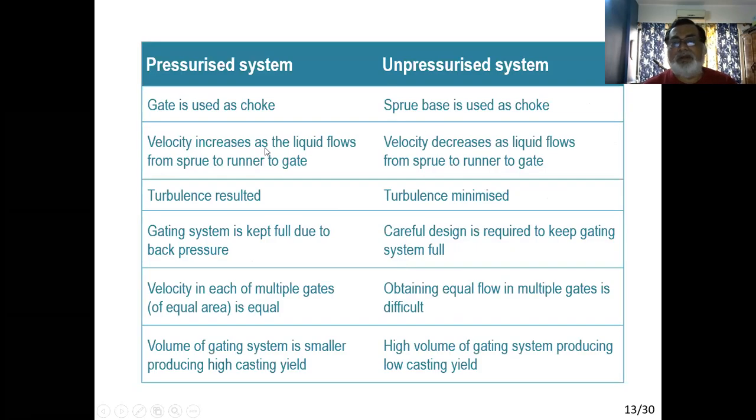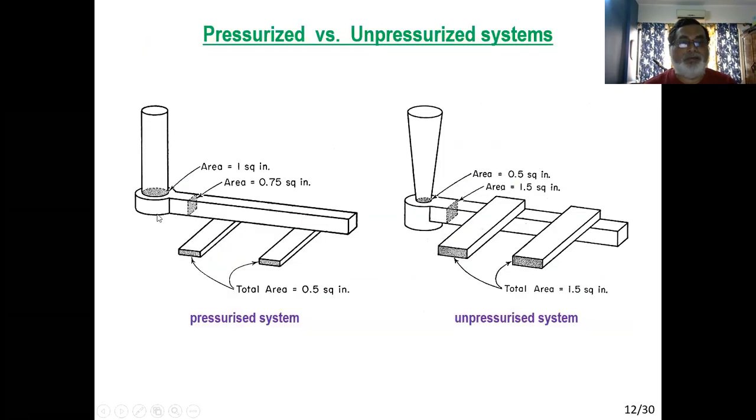Again, if we compare a little bit, in the pressurized system, the gate is used as a choke. Okay, so this is the choke. What is a choke? Choke is the smallest area of the running system, and this is the point where the velocity of the liquid metal is calculated. So this is the reference point. The smallest area of the running system is known as the choke.